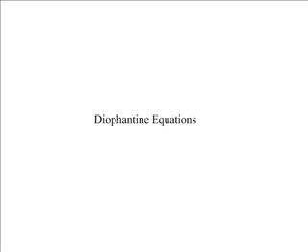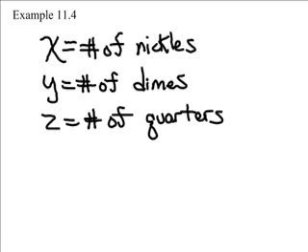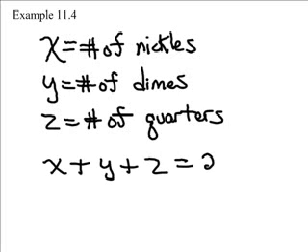Diophantine equations. Example 11.4. In how many different ways can 25 coins comprised of nickels, dimes, and quarters be worth a total of $4? So as before, I'm letting x equal the number of nickels, y equal the number of dimes, and z equal the number of quarters. And since I have 25 coins altogether, I know that x plus y plus z has to equal 25.